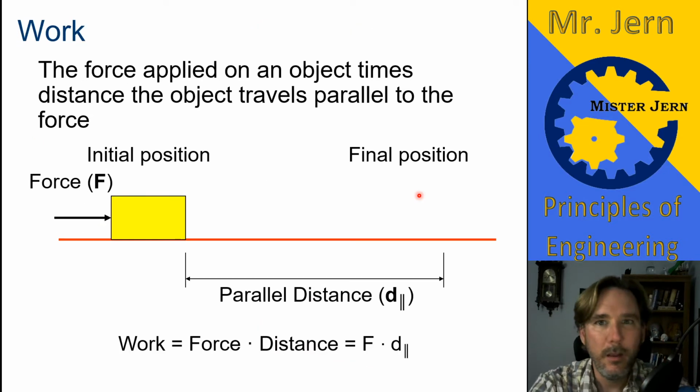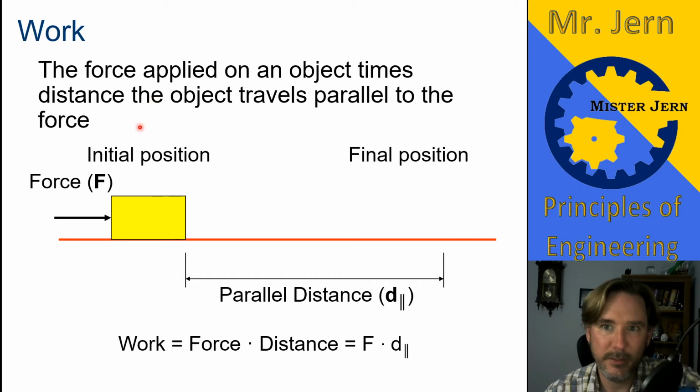So that brings us to a physics term called work. If you remember physics, if you've taken it yet, it's a simple concept. Work is just the force applied on an object times the distance that it travels parallel to the force. That's important. So the simple idea is work is force times distance, and this little line right here just means parallel.